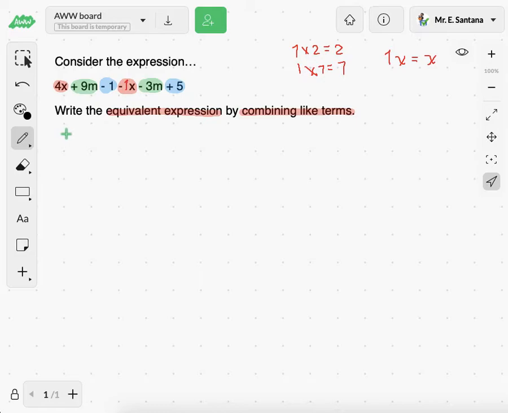All right, so you have 4x minus 1x plus 9m minus 3m plus 5, and I'm going to move the minus 1 or take away 1 all the way to the back so it doesn't look weird for us. It's okay to move it all the way to the back because that's take away 1, and no matter where you put it, you have to take away 1. So you just have to remember that the sign goes with the number.